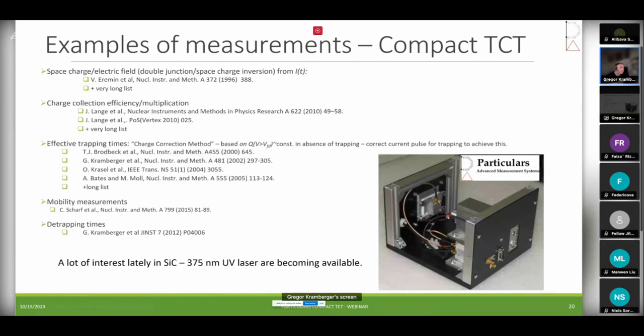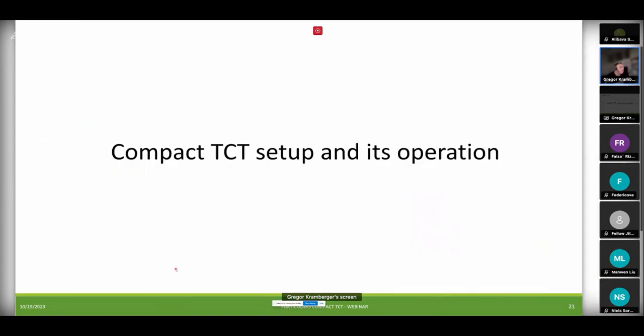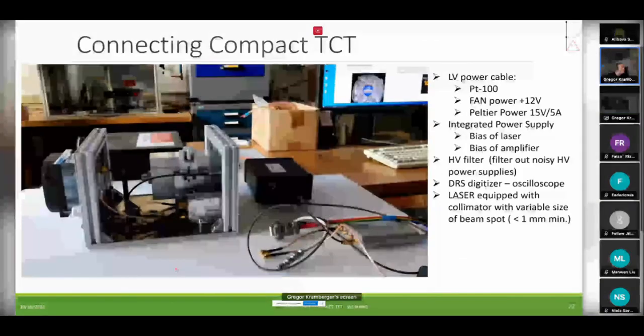So, like I said, lately, other materials are getting more and more popular, and we are now trying to get our hands on the correct laser diodes to actually investigate these devices as well. Let me now show you how it looks.